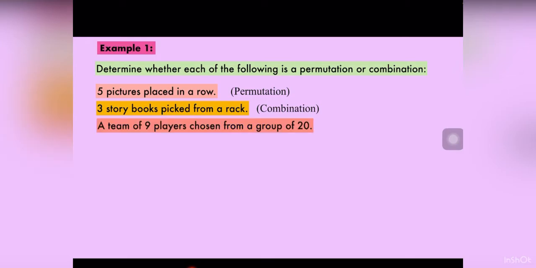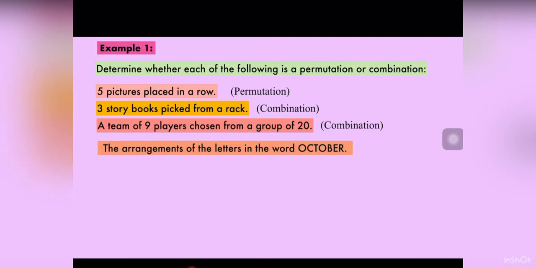A team of 9 players chosen from a group of 20. This is also combination. We just go to choose. We are not arranging the 9 players. The arrangement of the letters in the word October. Okay, must be permutation because we have this word, also an arrangement.